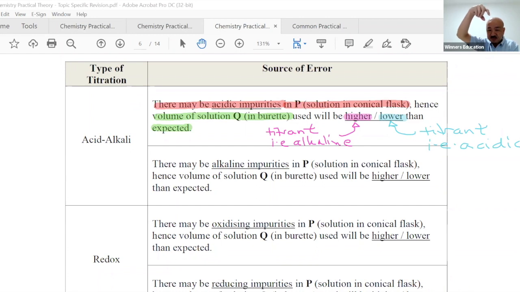Okay. I reverse it. I say wrongly. All right. Towards the end, always like that.